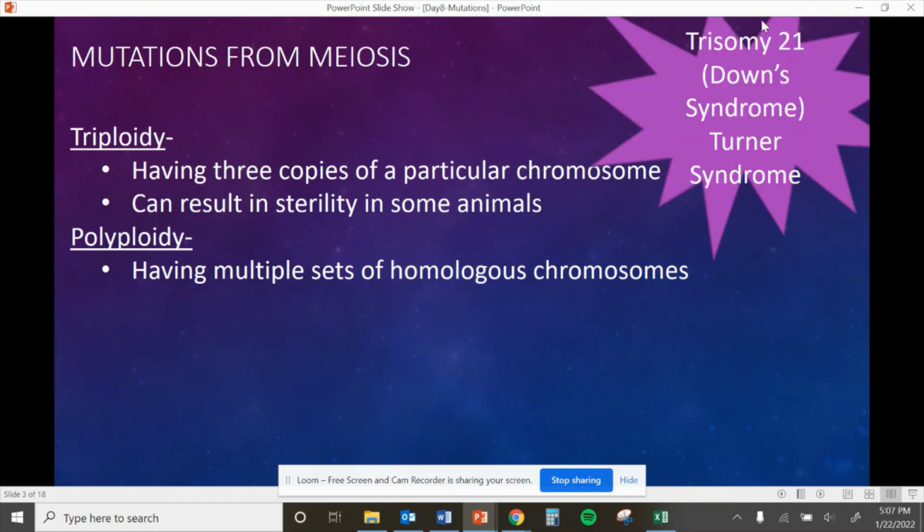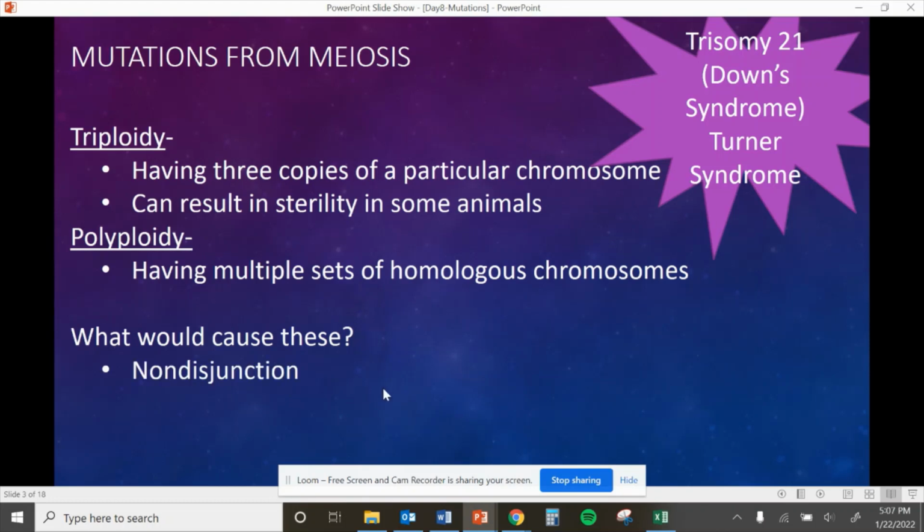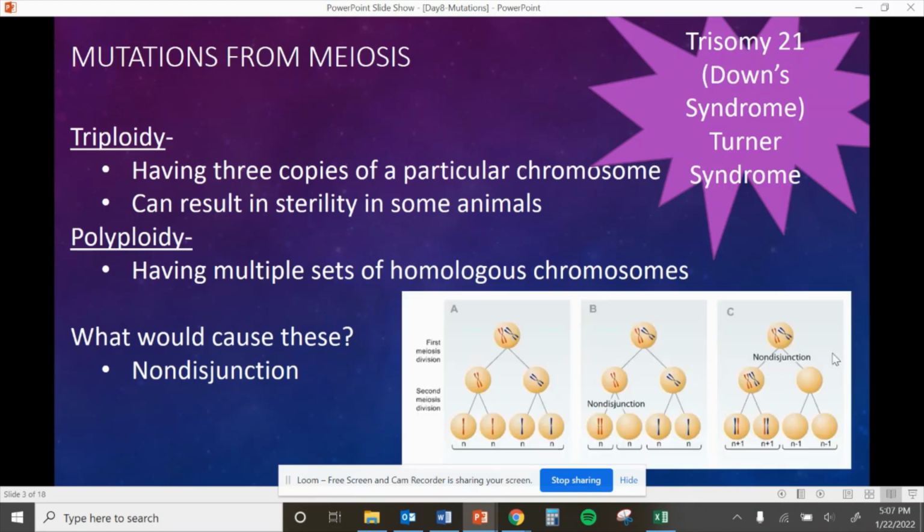Examples of this: we've talked about Down syndrome having an extra copy of a chromosome, and Turner syndrome. Trisomy 21 is the same as Down syndrome. What would cause this? Do you guys remember what it's called? It's called non-disjunction. That's the separating of our chromosomes in meiosis not happening properly. So these are also forms of mutations.